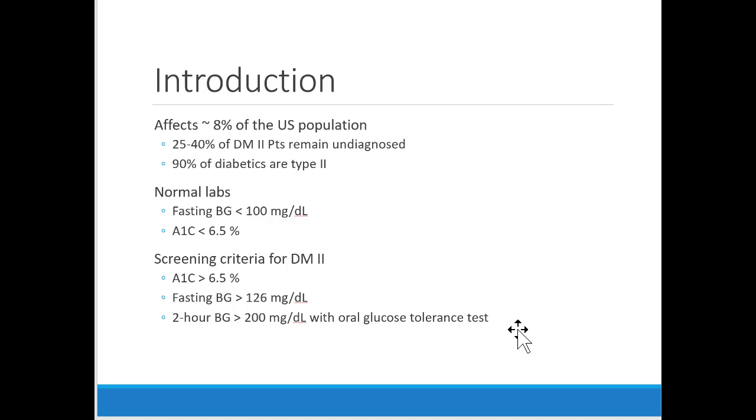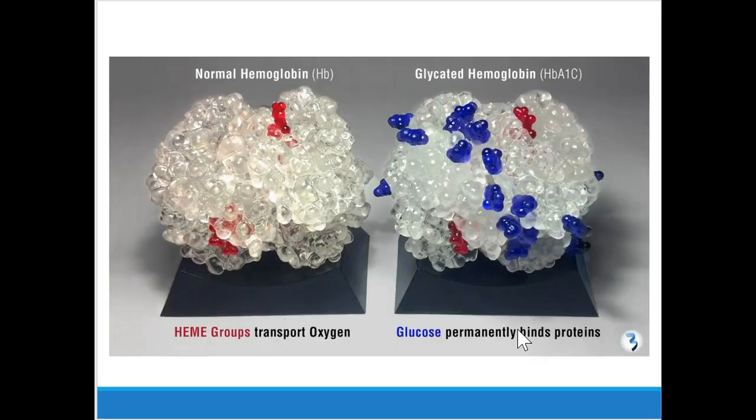Normal labs: fasting blood sugar less than 100, A1C less than 6.5. Screening criteria, usually if somebody's A1C is greater than 6.5, their fasting blood glucose is more than 126, or they have a 2-hour blood glucose with oral tolerance test greater than 200. That's when you're going to probably go down the path of starting some medication for type 2 diabetes.